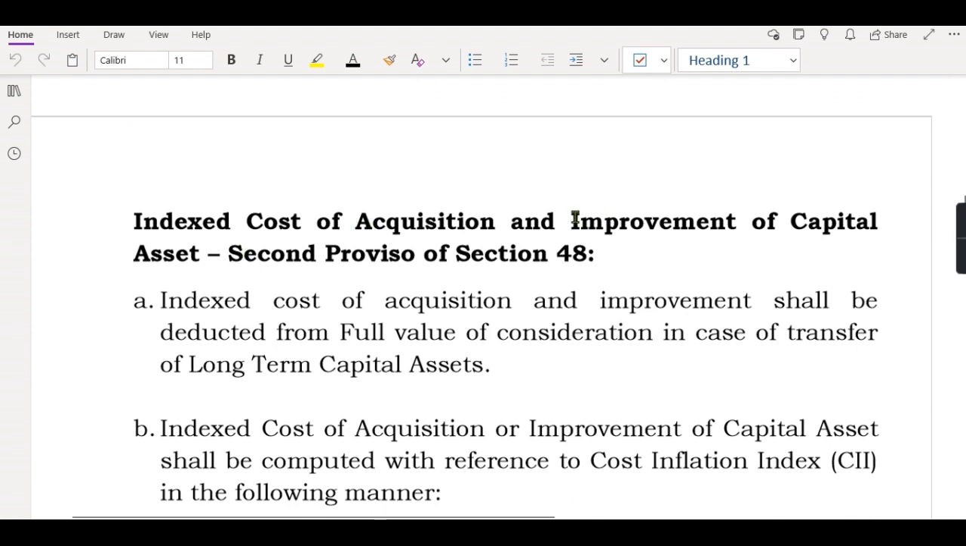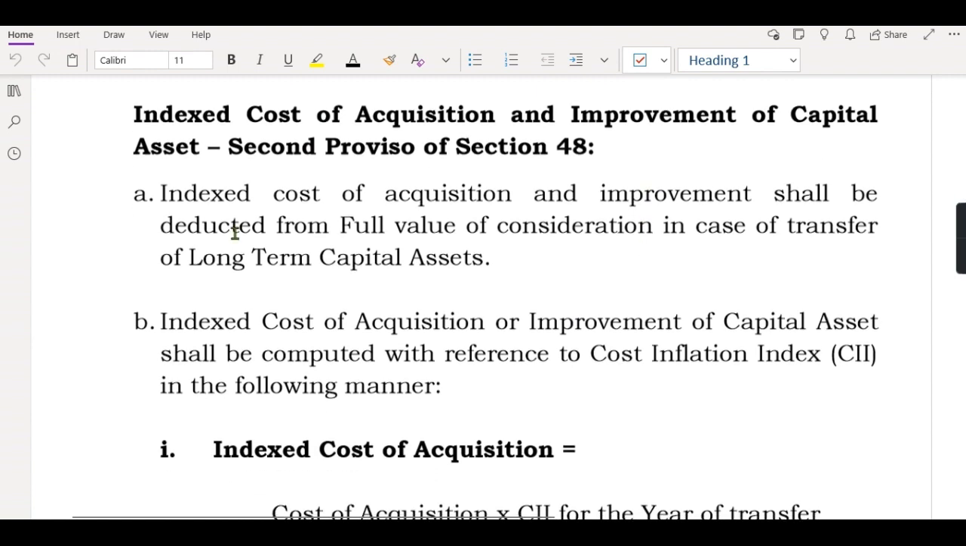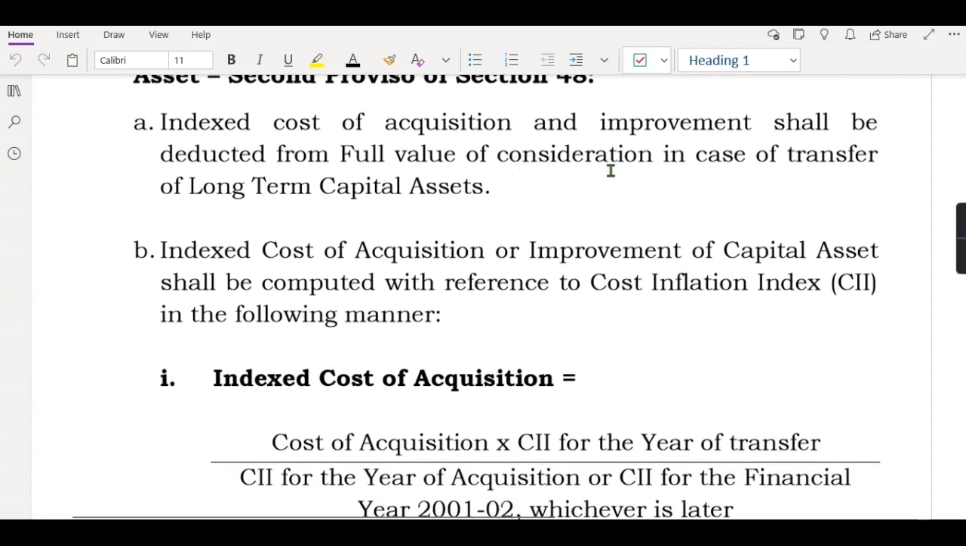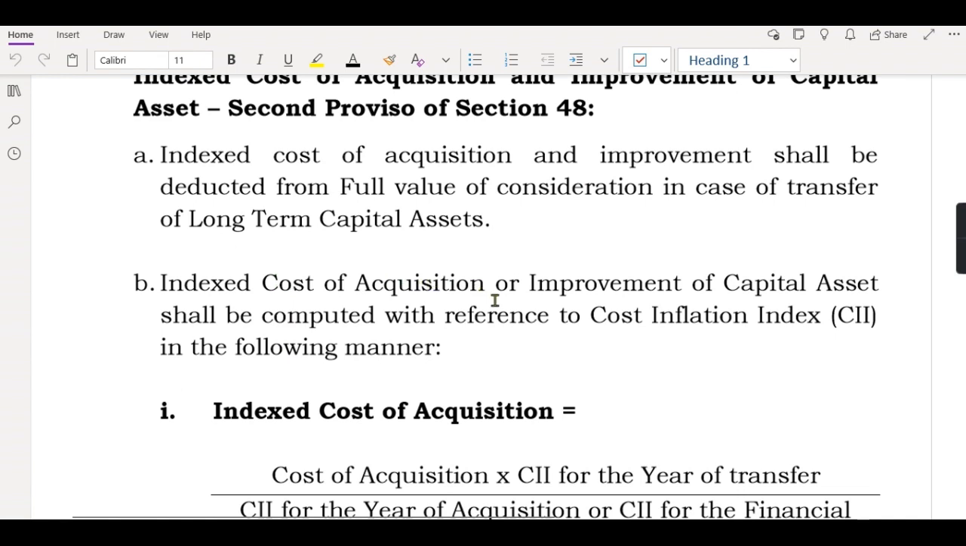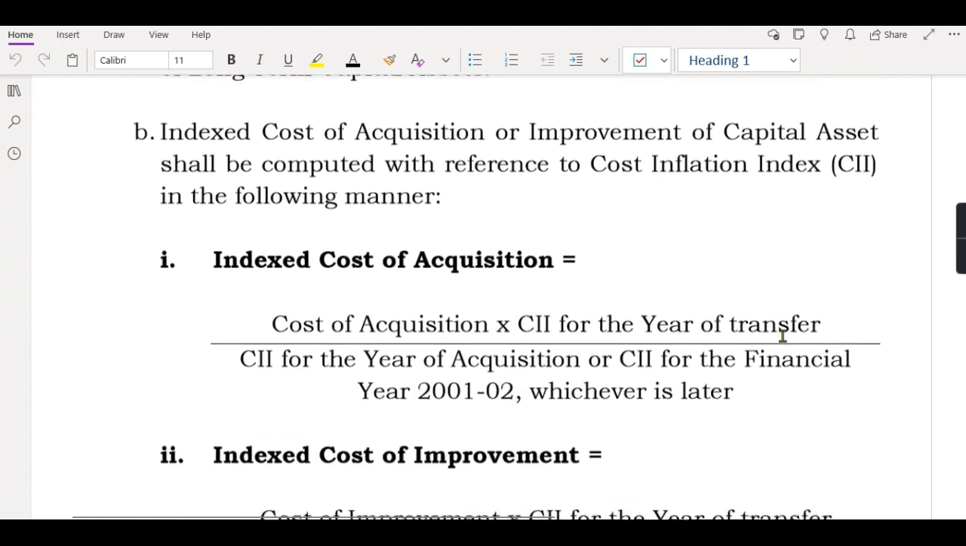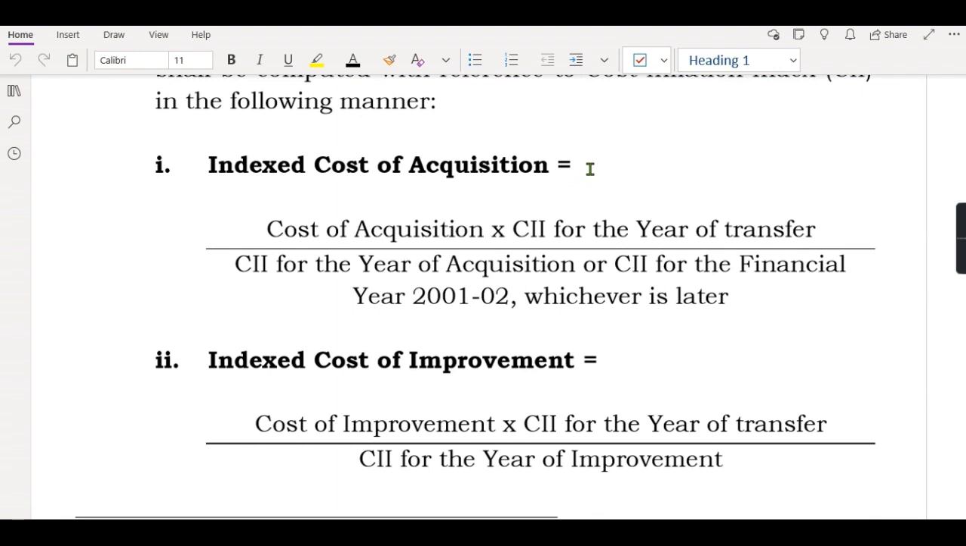Indexed cost of acquisition and indexed cost of improvement of capital asset, second proviso of section 48. A. Indexed cost of acquisition and indexed cost of improvement shall be deducted from full value of consideration in case of transfer of long-term capital assets. B. Indexed cost of acquisition or improvement of capital assets shall be computed with reference to cost inflation index in the following manner. First, indexed cost of acquisition: cost of acquisition multiplied by cost inflation index for the year of transfer divided by cost inflation index for the year of acquisition or cost inflation index for the financial year 2001-02, whichever is later.